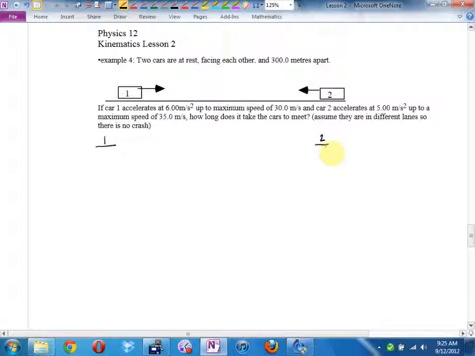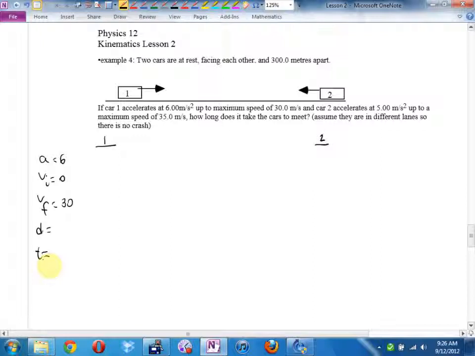Hey, let's define car 1. Let's define car 2. Car 1, A equals 6. Oh, and VI is 0. And VF is 30. And I'd like to know D, and I'd like to know T. I'm not sure I'll need both of those, but my gut is I will, and I suspect once I get one, finding the other won't be too big an issue.